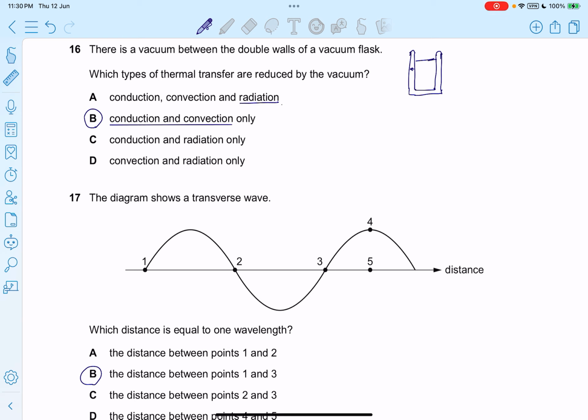Radiation, you can't really stop it, because it's an electromagnetic wave that's leaving, basically the infrared radiation. It can travel through a vacuum, because it can also travel through space. So you remove the options with radiation, and you'll still be left with option B. So 16 is B.